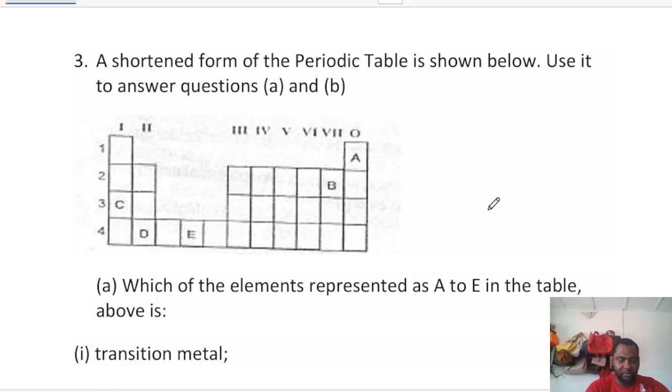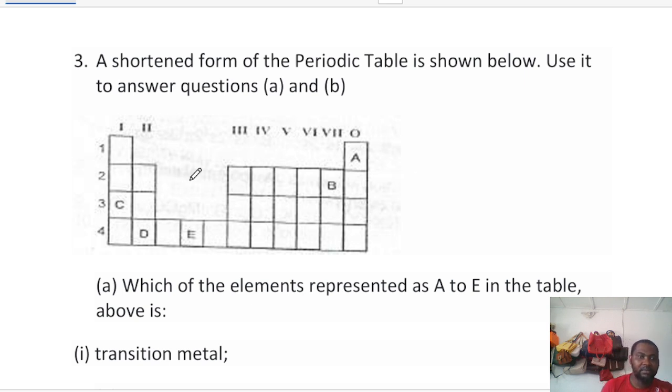In this video, I'm continuing question and answers, WAEC past questions on chemistry. This one says a shortened form of the periodic table is shown below. Use it to answer questions A and B. This is the shortened form, the first 20 elements. That's how it is.